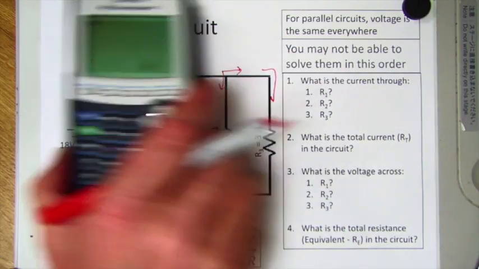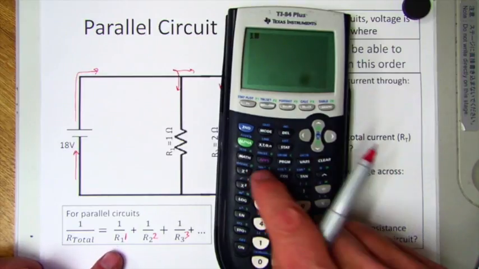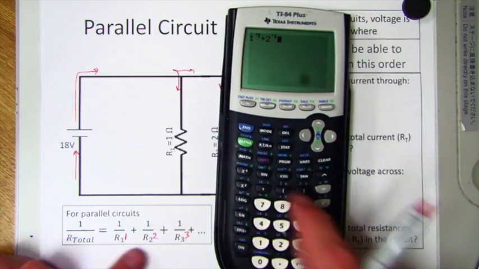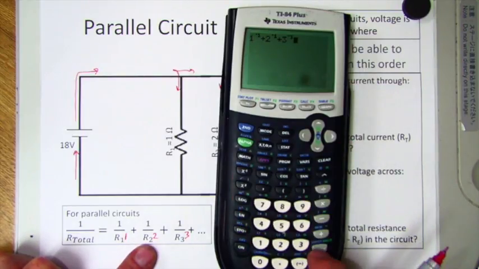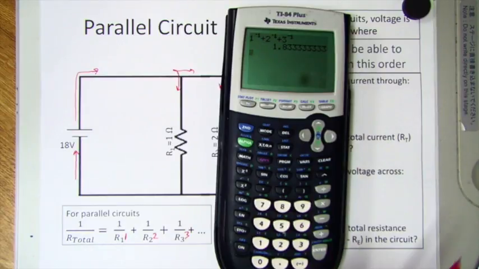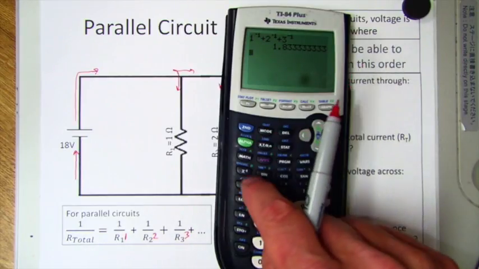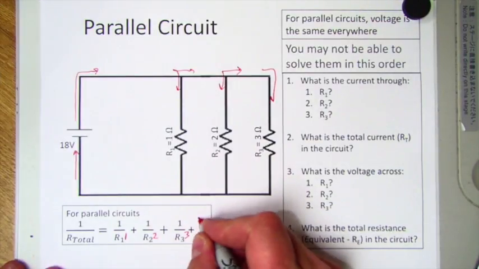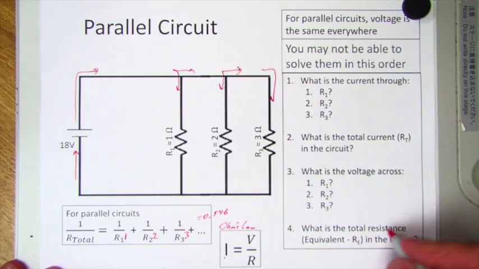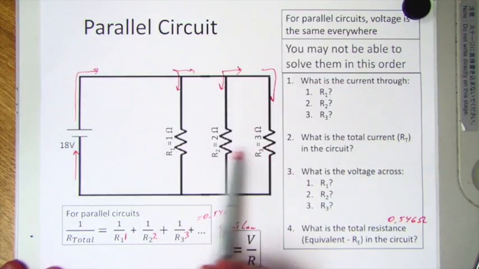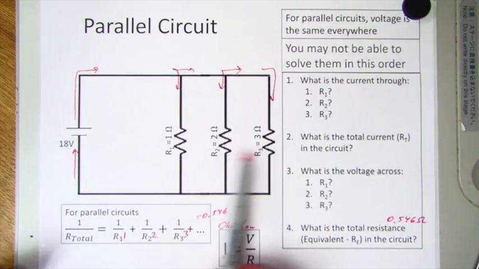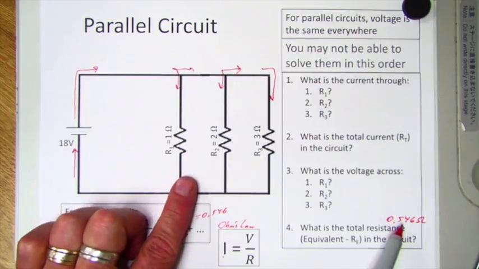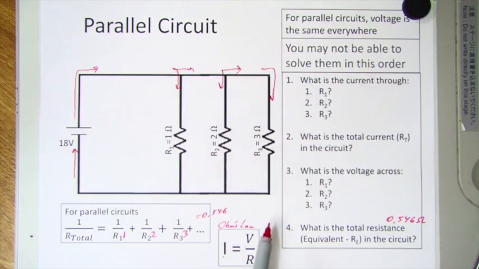So I get out my calculator here, and I'll take the reciprocal of 1 plus the reciprocal of 2 plus the reciprocal of 3. I get 1.833, and I will take the reciprocal of that, and I get 0.545. So 0.546 ohms is the equivalent of all 3 of these resistors if they were just 1. And it's okay, I know this is less than any of them, but the total resistance is always less in a parallel circuit than any one of the resistors by themselves.